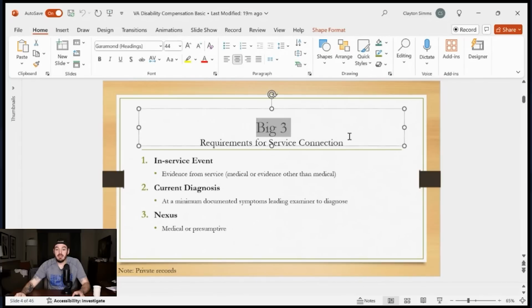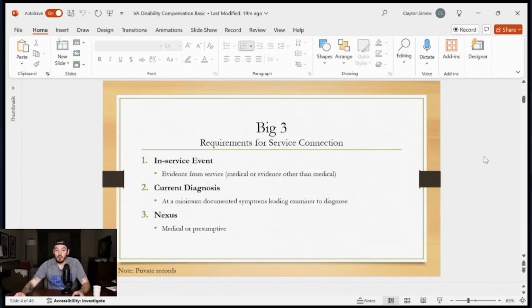Moving on to the big three, right? What are the requirements for service connection? There's three. These three things are needed for every single claim. Every single claim, right? You have your in-service event, which simply means evidence from service.